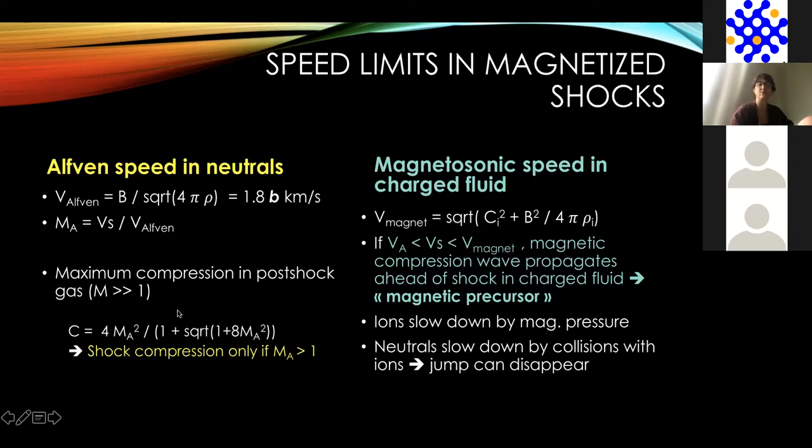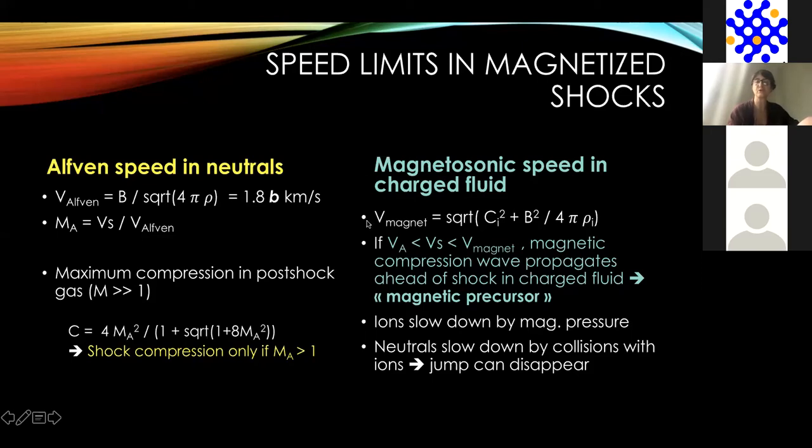And you can do the conservation of momentum, mass, and magnetic flux, which gives you the maximum compression in the post-shock gas that you can reach when you have a magnetic field. And eventually you become dominated by the magnetic pressure because the gas cools down, so the thermal pressure drops, the density increases, so the velocity drops by mass conservation, so also the ram pressure drops, so eventually in the end there's just magnetic pressure. And if you say that the magnetic pressure in the end is equal to the initial ram pressure, you find this compression factor. And you can see that you can only have shock compression, which means C greater than one, if the Alfvénic Mach number is greater than one. So if you are below the Alfvénic Mach number of one, you will not manage to compress the gas and you won't have a shock.